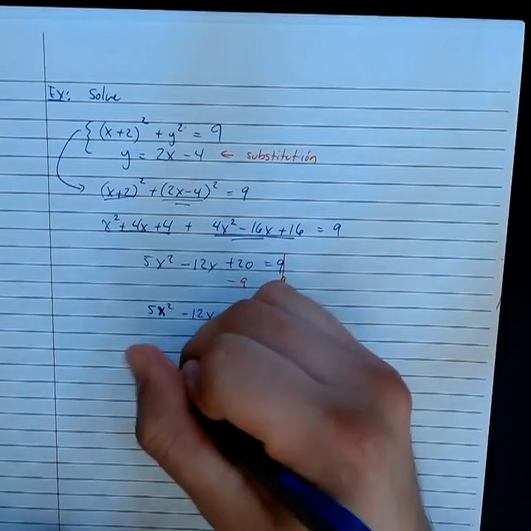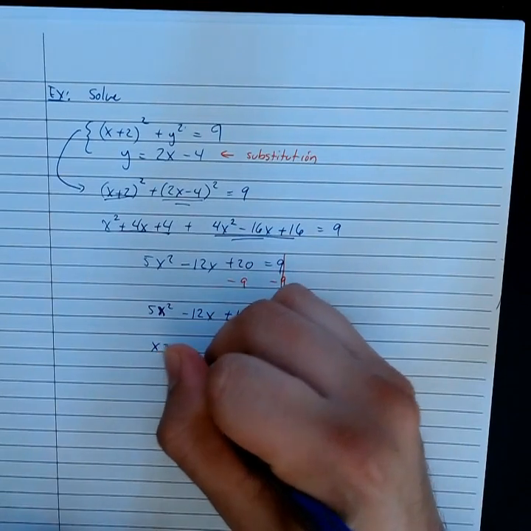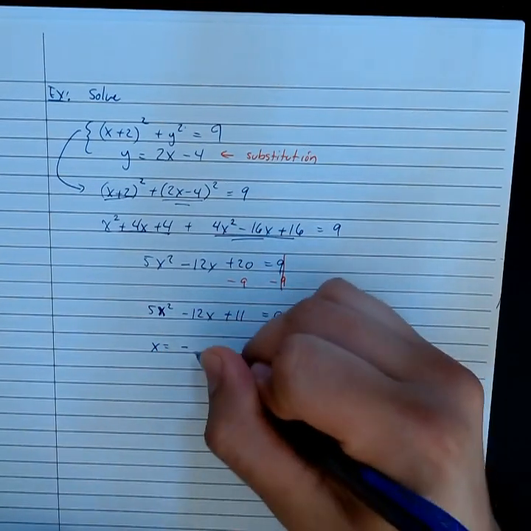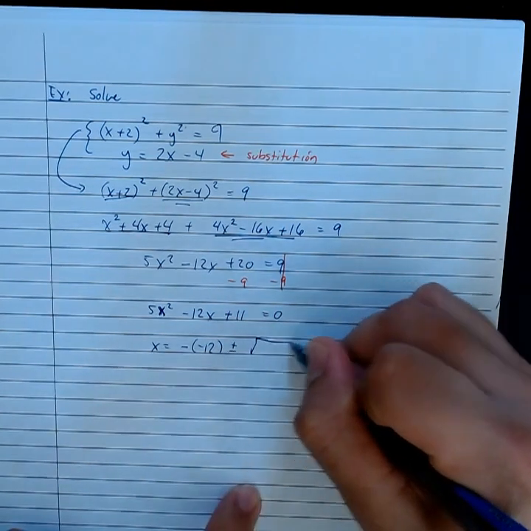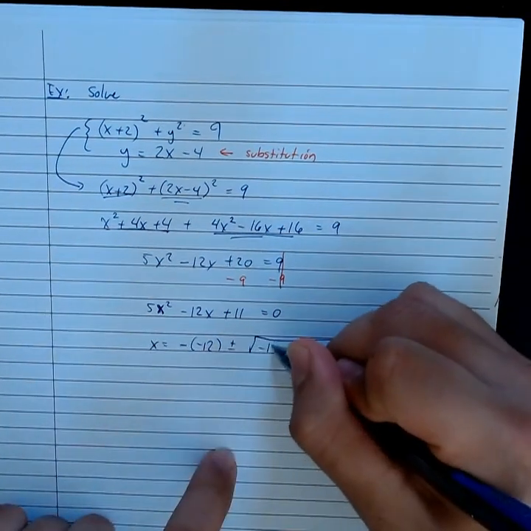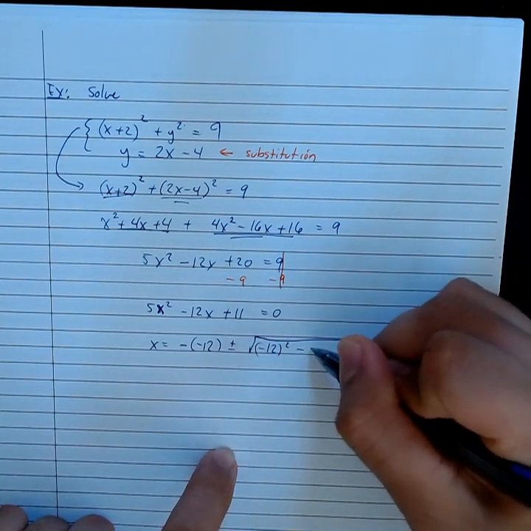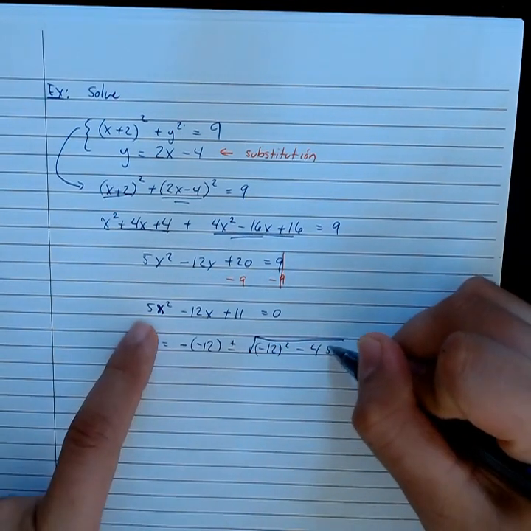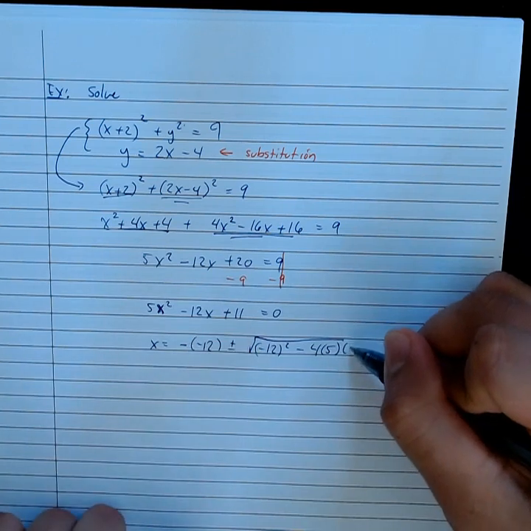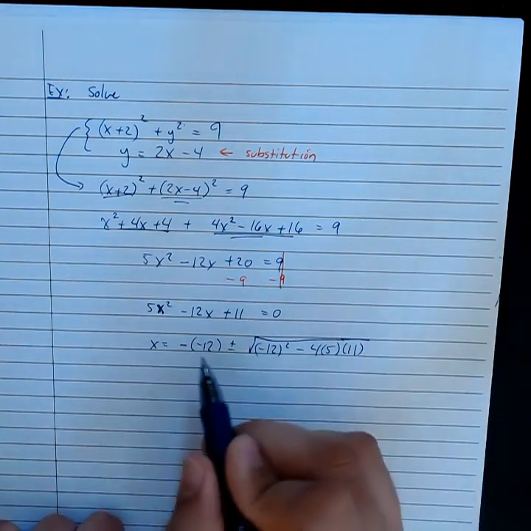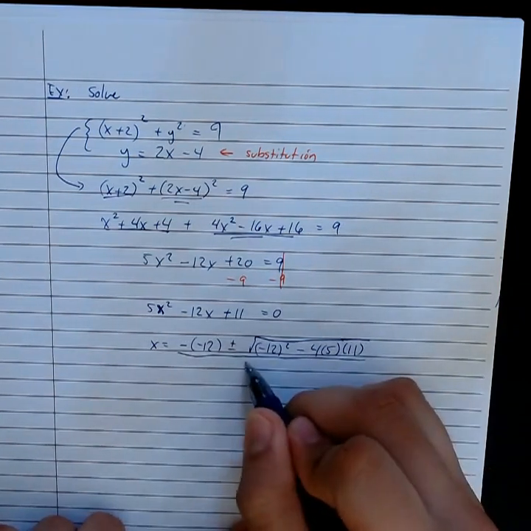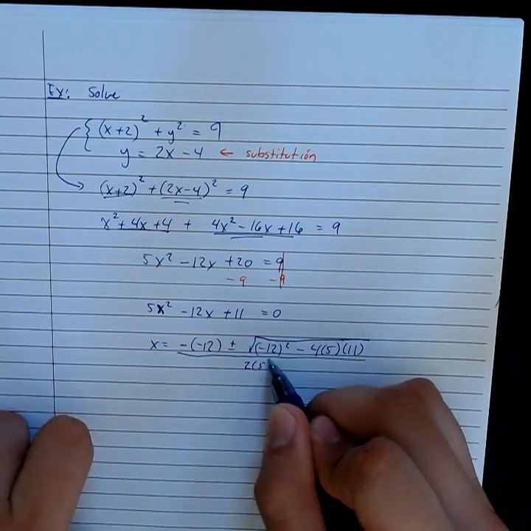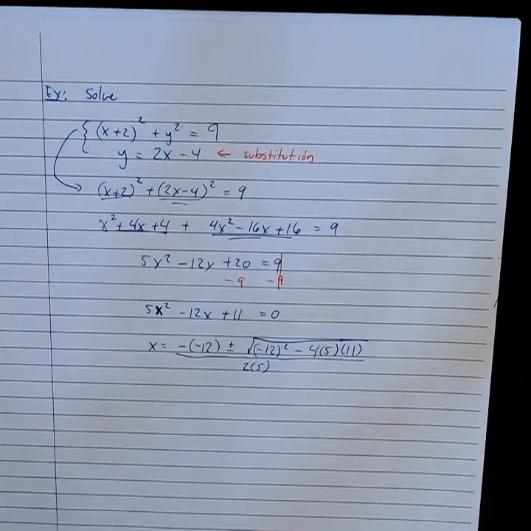The solutions to this are going to be x is equal to negative b plus or minus the square root of b squared minus 4 times a times c. And then all of this, not just the square root, but the whole thing, gets divided by double the value of a. So now let's simplify here.